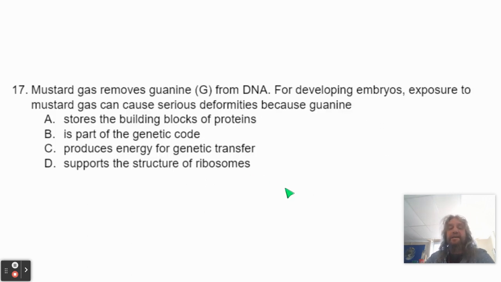Number 17, mustard gas removes guanine from DNA. For developing embryos, exposure to mustard gas can cause serious deformities because guanine, A, stores the building blocks of proteins, B, is part of the genetic code, C, produces energy for genetic transfer, or D, supports the structure of ribosomes.